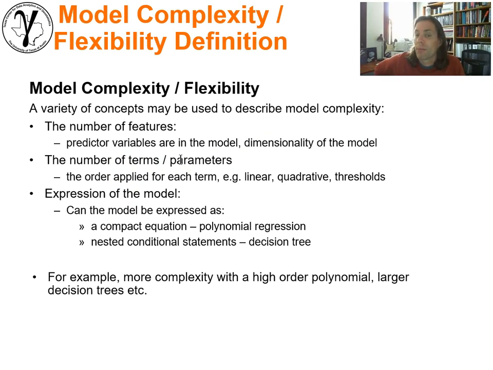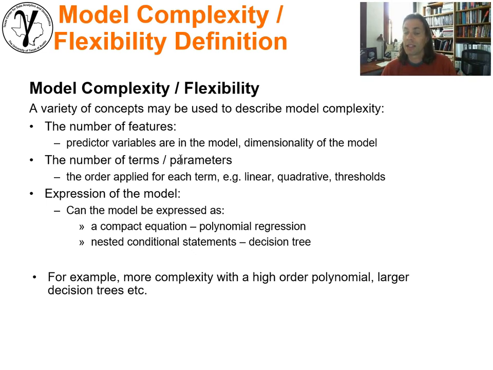Maybe we have, as in the previous case, a linear model versus a third order model versus a fifth order or seventh order model. That would be a good way to describe the amount of complexity. There's an increasing number of parameters to train as we go to the more complicated model. And we may also consider the expression of the model.